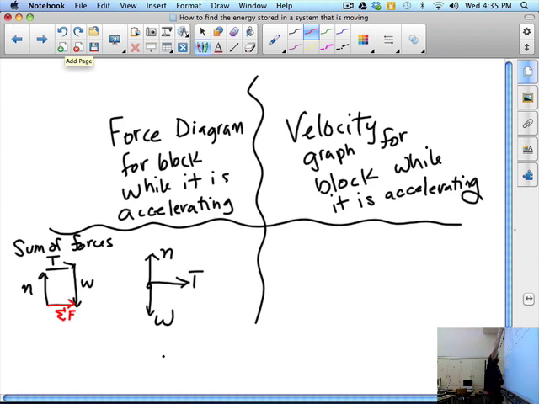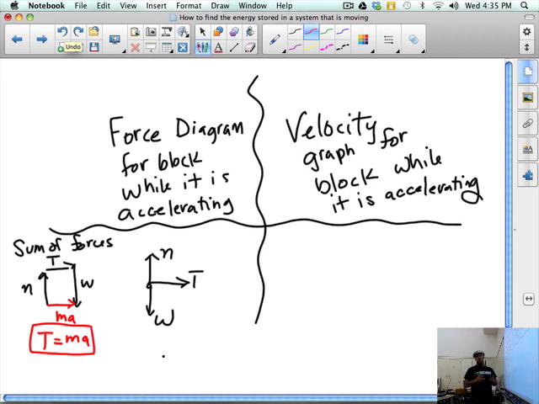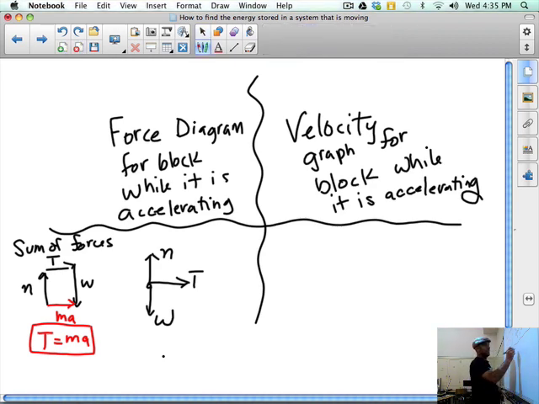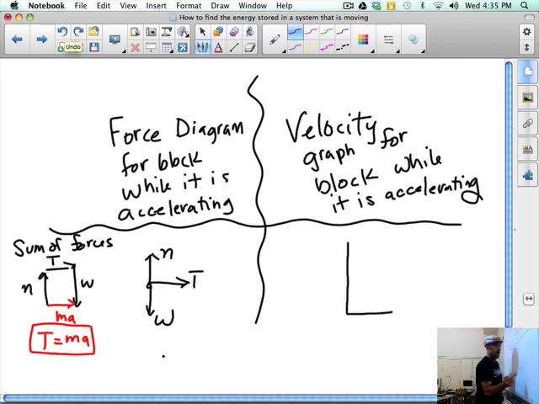Well, sum of the forces by Newton's second law is equal to ma, and you can see that tension has to be equal in magnitude. In other words, ma has to be the same length as my tension vector. So tension is equal to ma. I'm going to use that back in the previous slide. All right. Now I also want to draw a velocity graph and use a couple things from that.